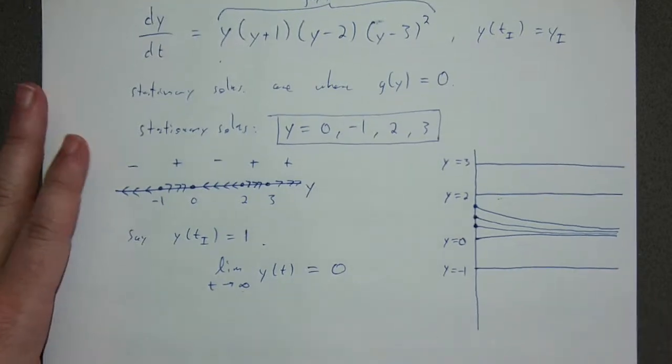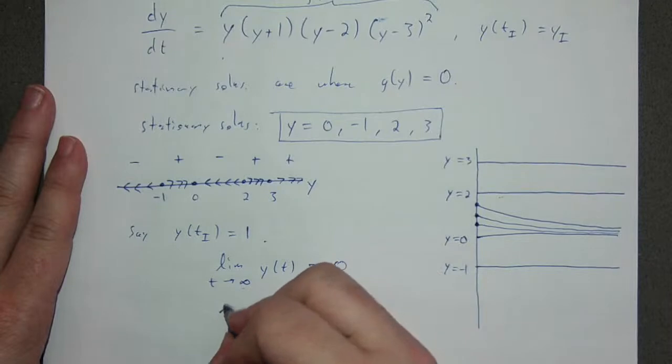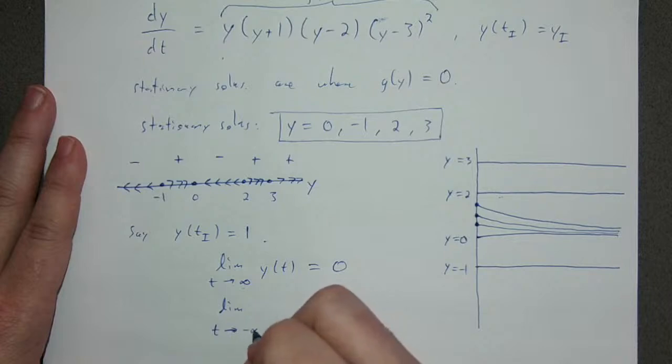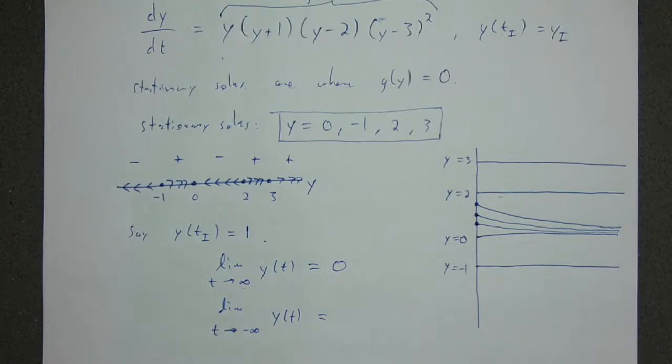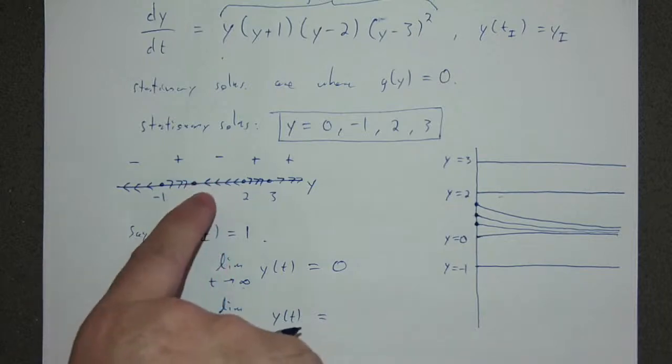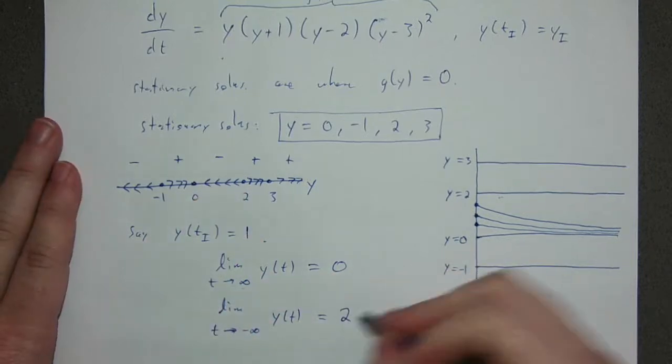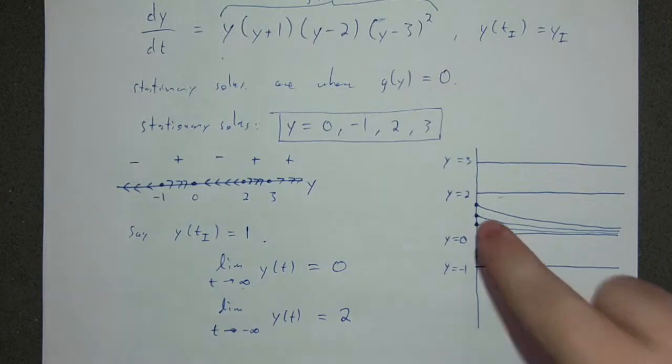That's not the only type of limit I asked. I also asked, what's the limit as t goes to minus infinity of y of t? So to see the behavior indicated by this picture here, when you're going towards minus infinity, you're going in the opposite direction to the arrows. So your initial value is between 0 and 2, so I'm looking at this piece. As t goes to minus infinity, I'm going in the opposite direction of the arrow, so instead of going towards 0, I'm going towards 2. You can see that in the picture.